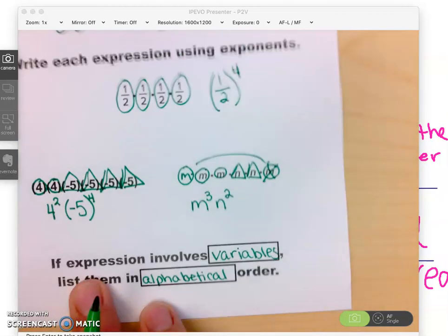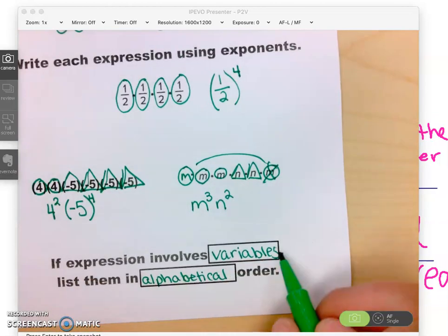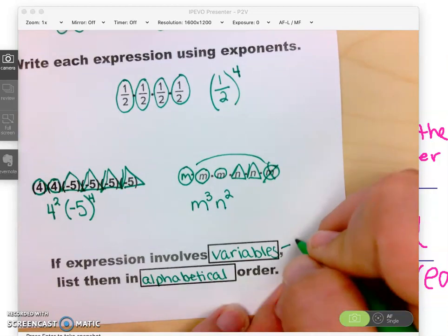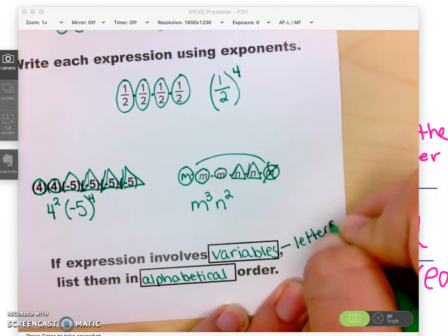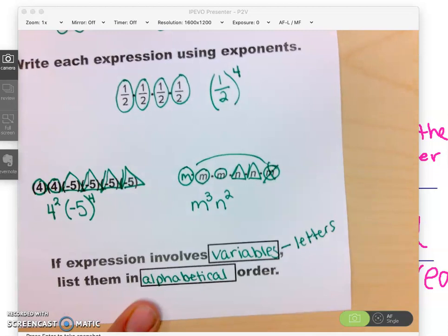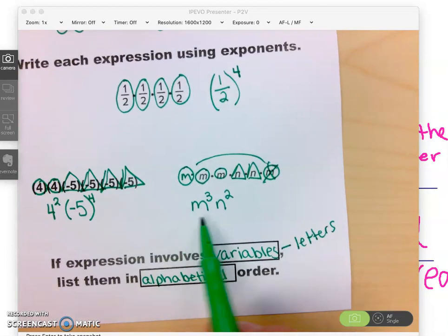Okay, if you have expressions that involve variables, variables are going to be any letters. You want to list them in alphabetical order. So m, n. Okay.